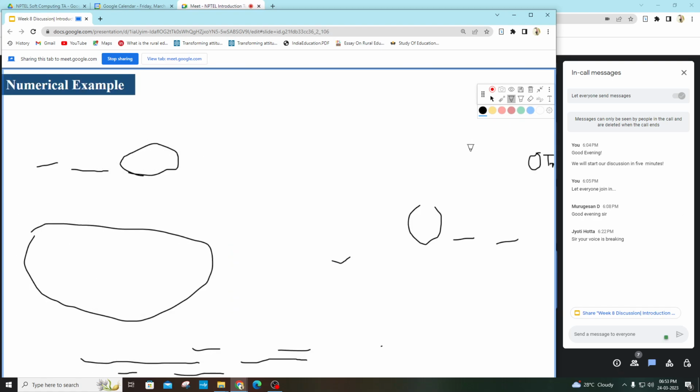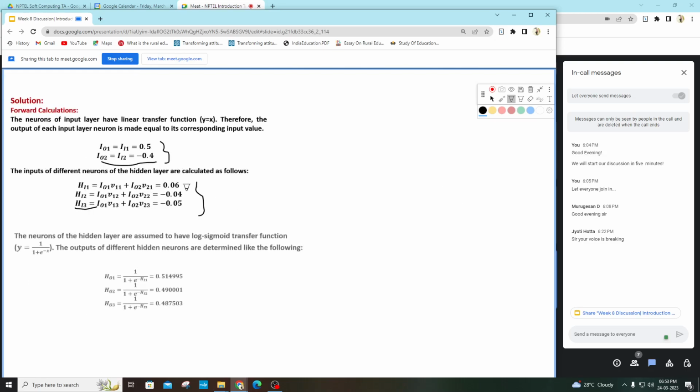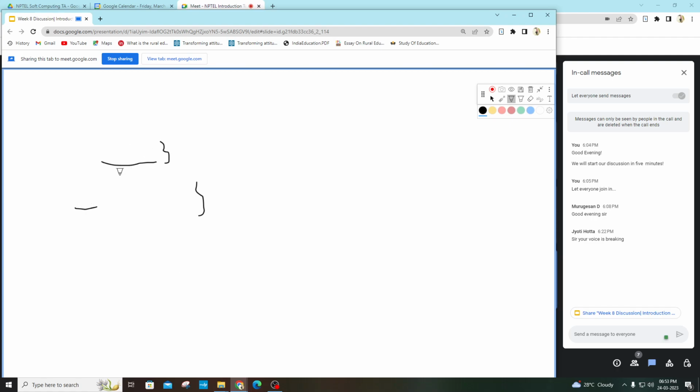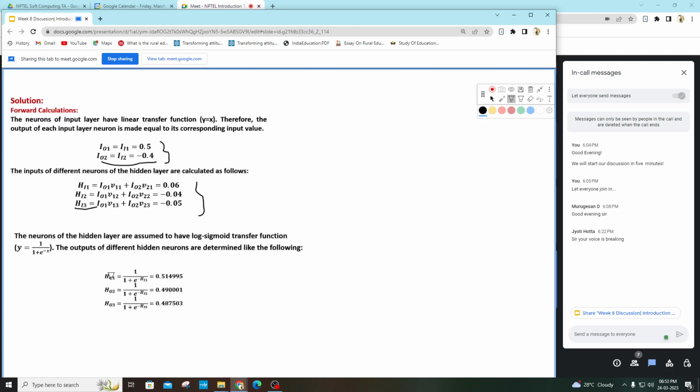Now we have reached HI1. Now what we will be calculating is HO1. HO1 is calculated by this formula, because in the hidden layer we are using this transformation function. This is the log sigmoid transformation function. So you have HI1. When you put HI1 in this log sigmoid formula, you will get HO1. Similarly HO2, similarly HO3.